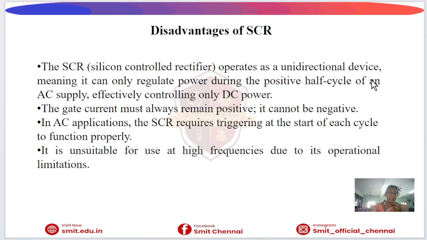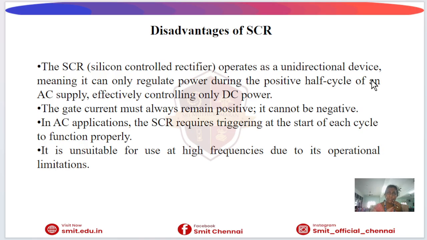Next, the disadvantages of the SCR. The main thing is that it is a unidirectional device, because the current flows only in one direction and it cannot conduct in the reverse direction. Next, a positive gate trigger is needed; negative gate current cannot trigger the SCR. For every AC cycle, the SCR must be triggered again. And there is a high frequency limitation; it is not suitable for very high frequency applications. Every device has advantages and limitations, but the SCR is excellent for power control, though not ideal for high frequency switching.